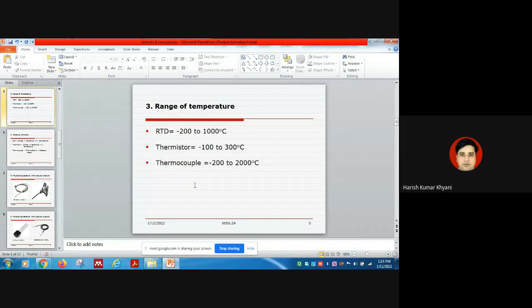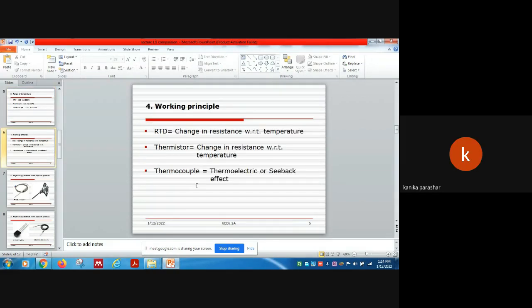So thermocouple has the highest range of operation and finds a lot of application, particularly in industries, right? If we talk about the working principle, as I have already mentioned, RTD and thermistor both are based on the same concept of change in resistance with respect to temperature, right? Whereas the thermocouple is based on the thermoelectric effect, or you can say Seebeck effect, where we make use of two materials having different temperature coefficients and joined together. Then some kind of EMF is produced, right?